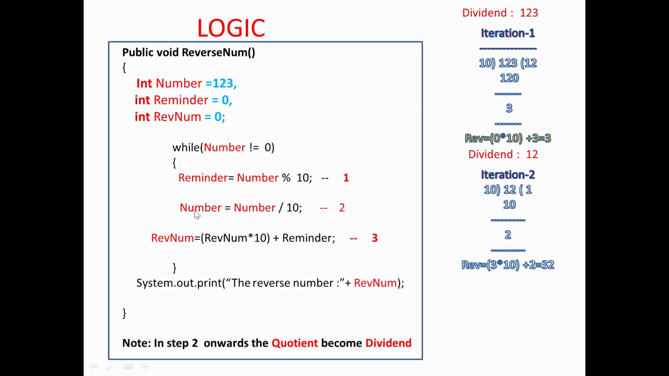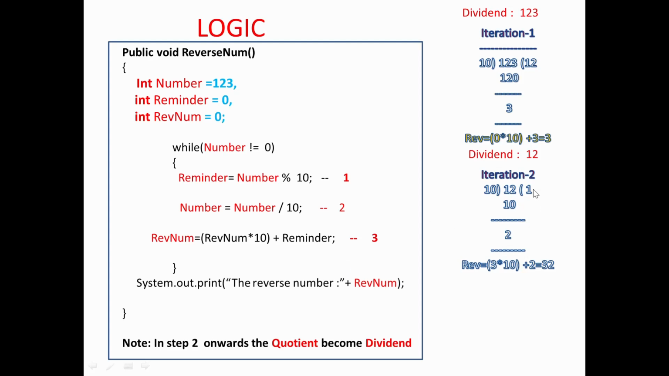Okay, and I will process the reverse number once again. Previously, 3 is there in the reverse number. Now 3 into 10, how much? 30. 30 plus the current iteration remainder 2 is 32. In the first iteration the reverse number is 3, in the second iteration the reverse number is 32. So the second iteration is also completed.